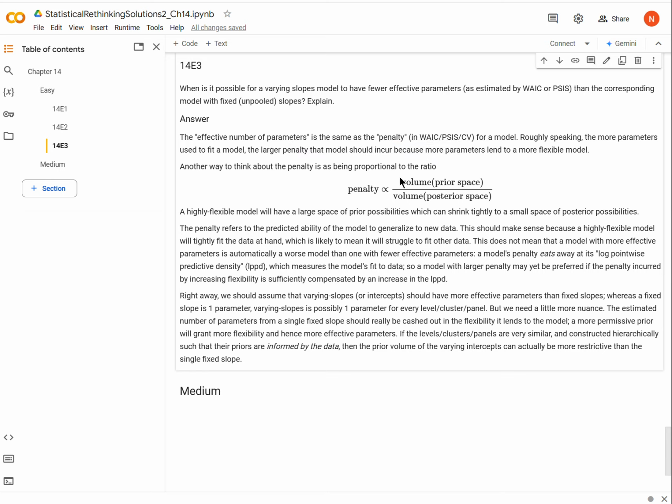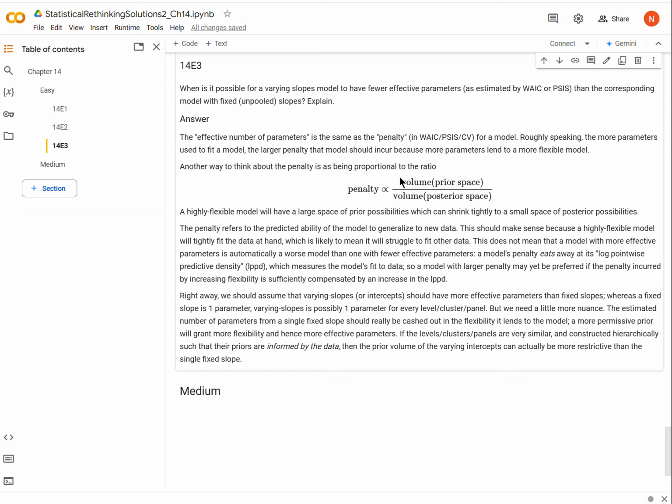This should make sense because in general, the more parameters that are being used to fit a model, the more flexible that model is. And the more flexible that model is, there is a greater risk of overfitting to your current data and therefore not generalizing to other data that you might wish your model to generalize to.